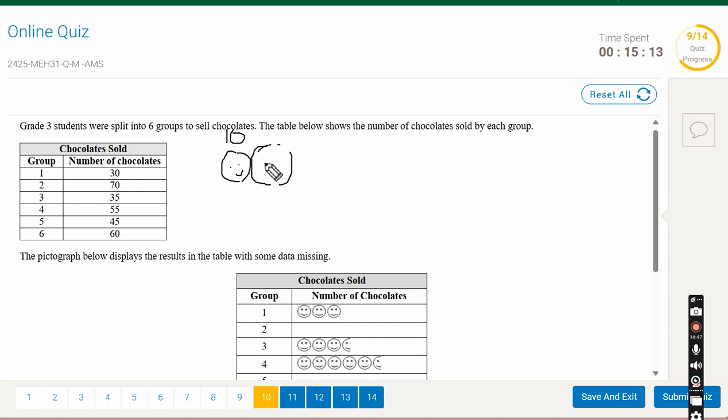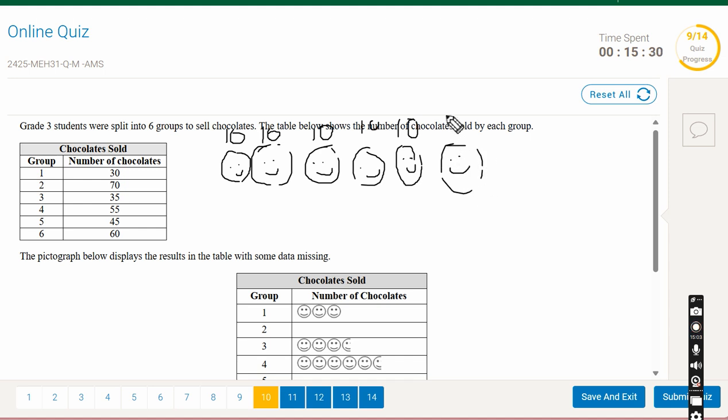And then another one. Sorry for my drawing, 10 again. And then another one, 10 again. And another one, 10 again, and then another one, 10 again. How many are there? 1, 2, 3, 4, 5, 6. Another one, 10 again, right?